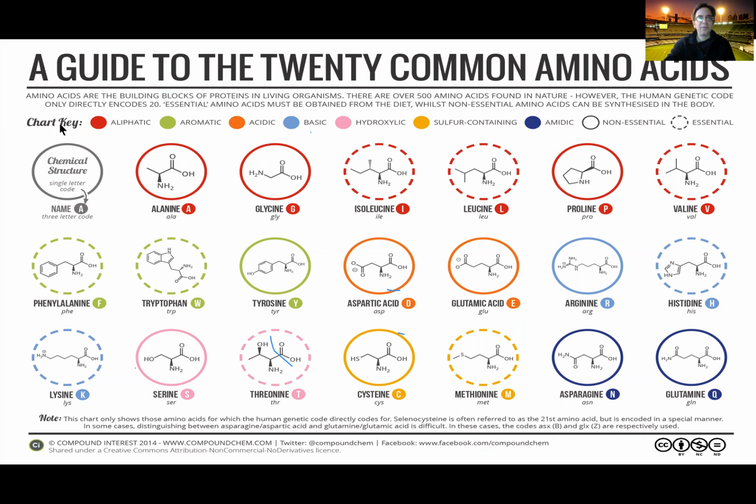They will have slightly different properties. At the top is the key to what this chart shows. Aliphatic means straight chain, aromatic means like a benzene ring, a circular chain of hydrocarbons. Acidic, basic, self-explanatory, hydroxylic, and so on. These are all basically what the chemical composition of amino acids are.